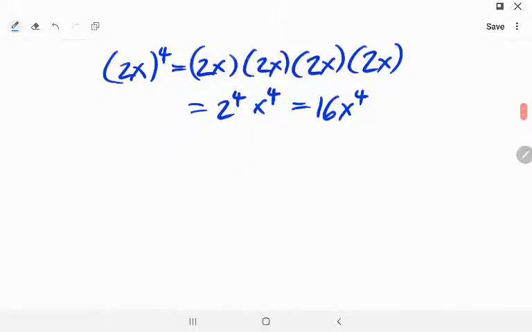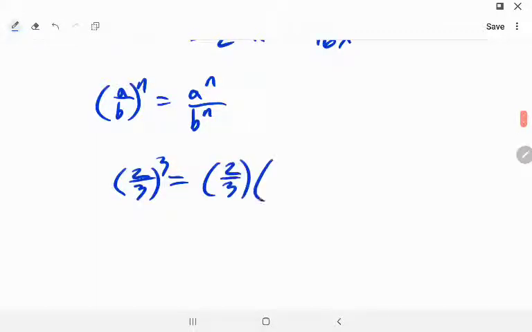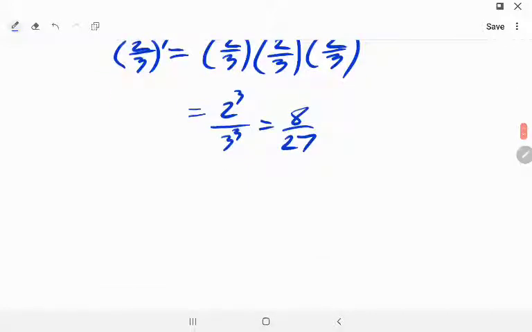And similarly, if we have a divided by b to the nth power, that's going to be a to the n divided by b to the n. Same idea. If we had 2/3 cubed, that's 2/3 times 2/3 times 2/3, which winds up giving us 2 to the 3rd divided by 3 to the 3rd, or 8/27.